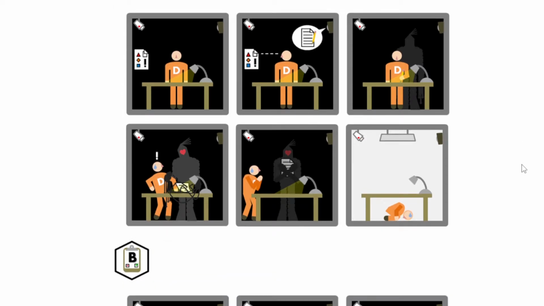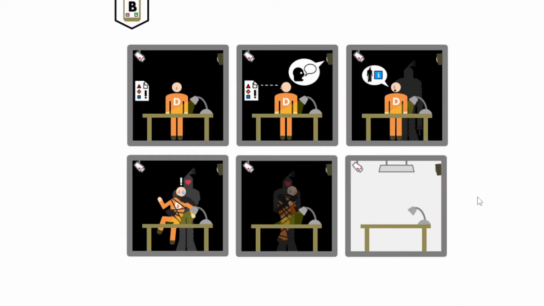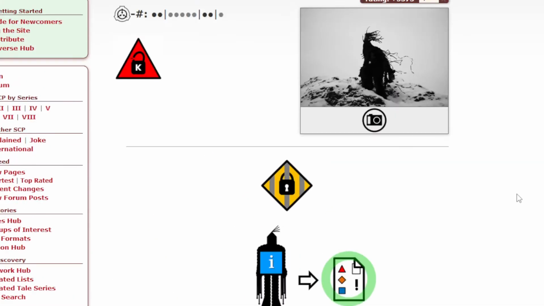They did some tests with Class D people. They saw a picture of it, and then they were told to write it down. They did, and then it fell in love with them and took it from them, but didn't kill the guy. In another test, they were told to describe it, and when they described it, they were taken as well. Yeah, basically this is the only way you could describe what this thing is or how to do it.